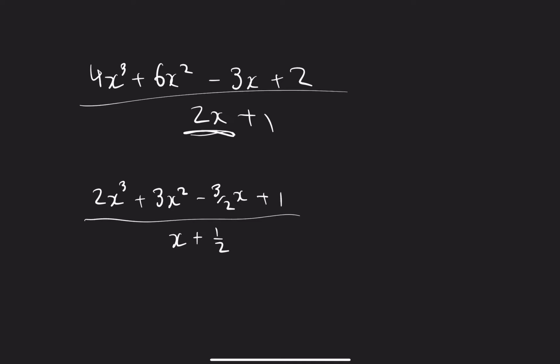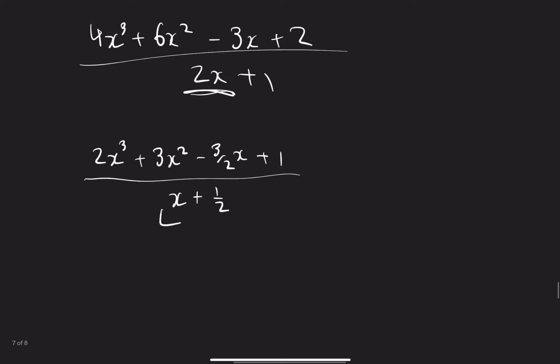Now, next step is just to find the 0, or the root, I guess I should probably call it 0, shouldn't I, of the divisor. So x plus a half is 0 when x is negative a half. So let's write negative a half there. Do the weird upside down division thing. Then we want to put the coefficients in.